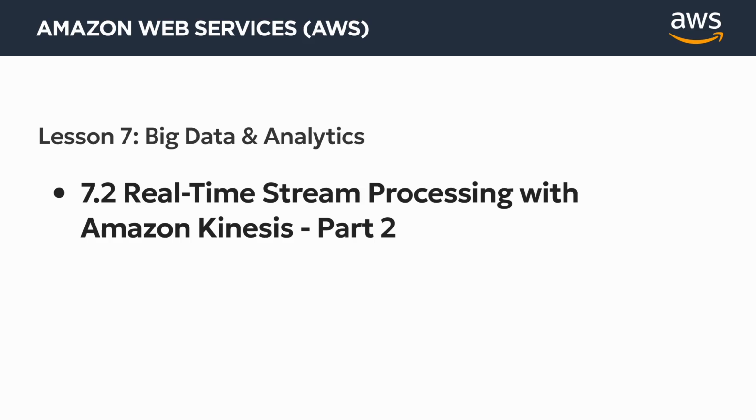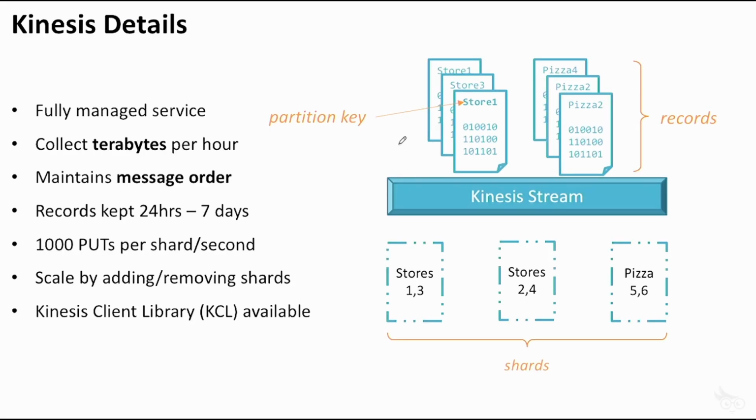Now let's talk about part two of real-time stream processing with Amazon Kinesis. As we've talked about in part one, Kinesis is a service that helps us to divide a large amount of data in real time into usable, manageable shards, so that EC2 instances or even AWS Lambda can read from that particular shard and ensure that whether we're looking at one store or one pizza, we're going to receive the entire data set for that pizza or for that store.